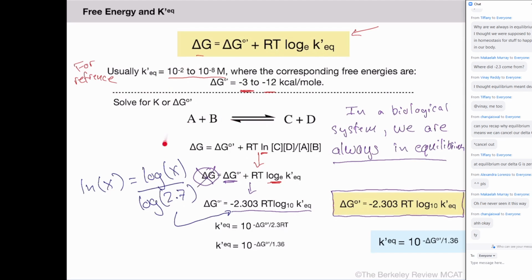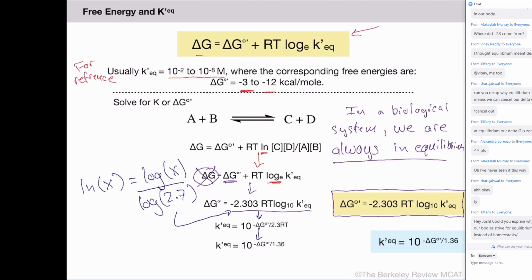Again, for the MCAT, you're not going to have to rearrange these equations, so don't be freaking out about that. What we're trying to do is go through a step-by-step manner to how we're arriving at certain equations, just so you can have a better understanding of what they are. If instead of solving for delta G naught prime we wanted to solve for KEQ, you can further rearrange it and you get KEQ equals 10 to the delta G naught prime divided by 1.36.